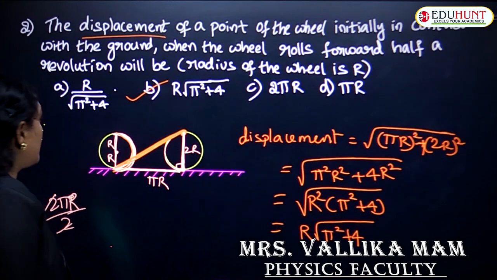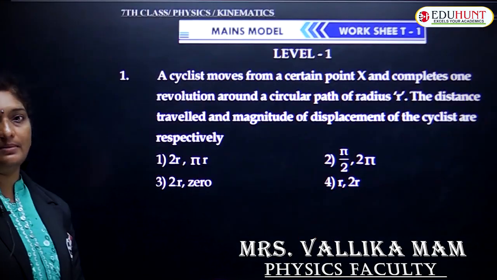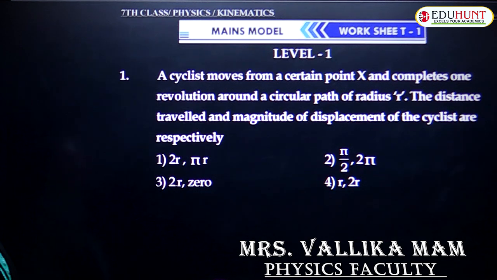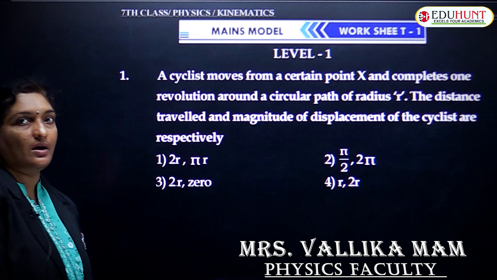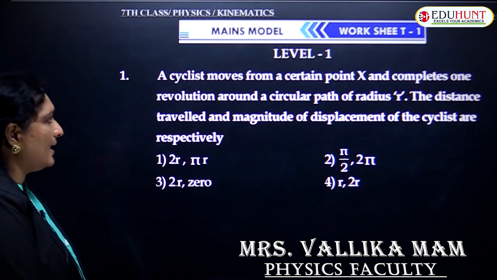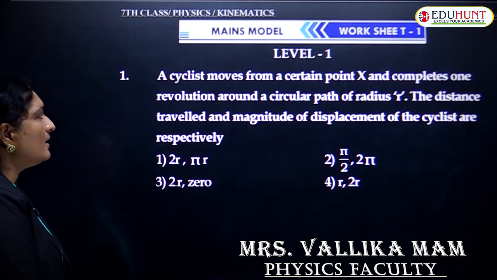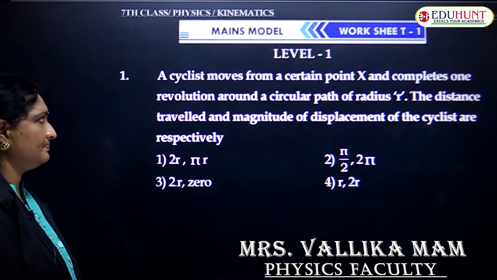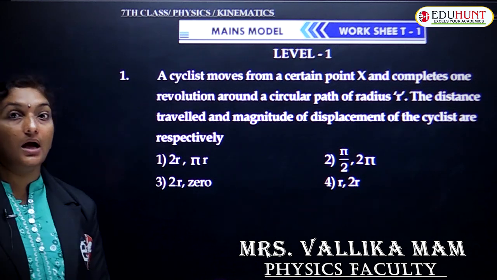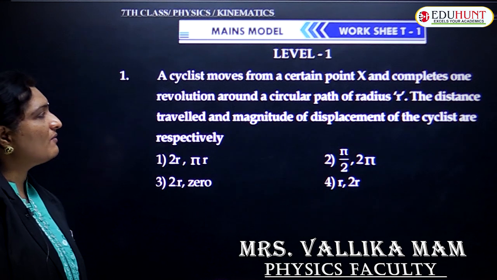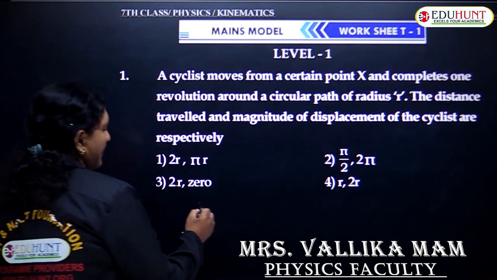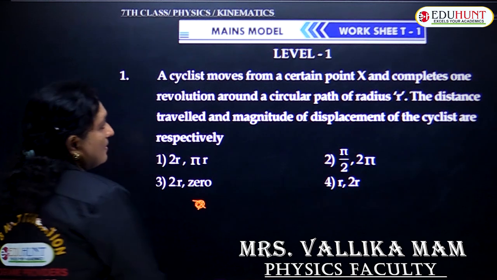So now let us start with worksheet number 1 of kinematics. First question: a cyclist moves from a certain point X and completes one revolution around a circular path of radius R. So who is he? A cyclist. Moving from what? Some point, and it was represented as X. X is the point.